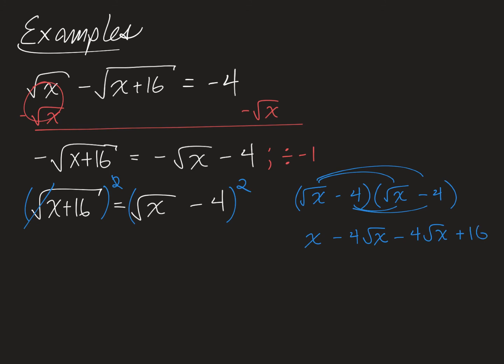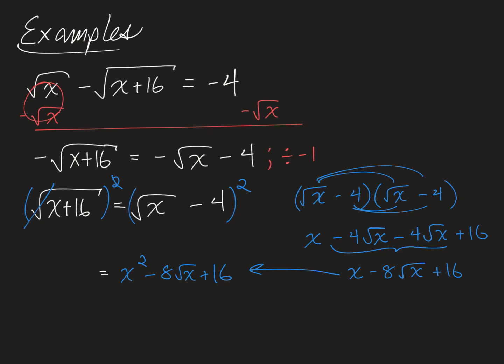So from here, we can combine these terms because they have exactly the same variables with exactly the same exponents, and we can talk about that some other time. But the x's are both in a square root. We have minus 4 and minus 4 of them, which combines to minus 8 square root of x, plus 16 and x at the front. So all of this squaring turns into x minus 8 square root of x plus 16.